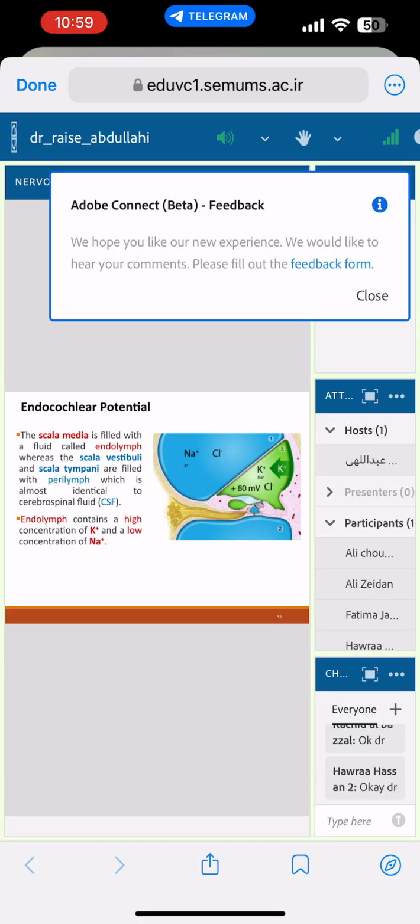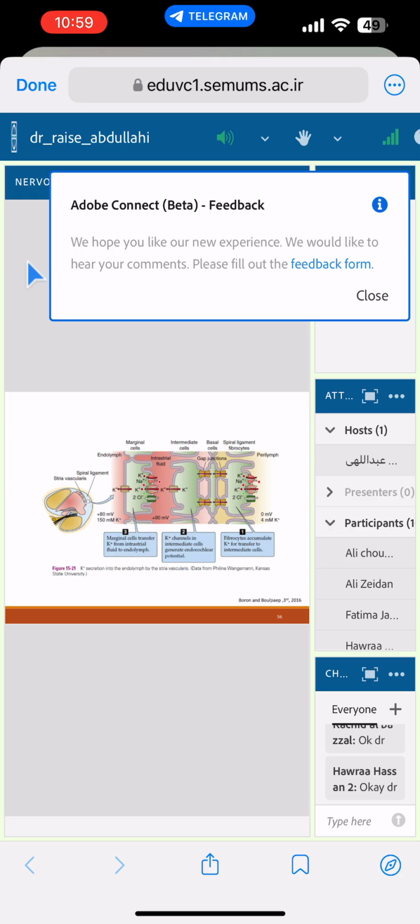And you should know that the scala media is filled with fluid called endolymph, whereas the scala vestibuli and scala tympani are filled with perilymph, which is almost identical to cerebrospinal fluid (CSF). In the endolymph, this is important, it contains a high concentration of potassium and low concentration of sodium, which is different from most other parts of our body.